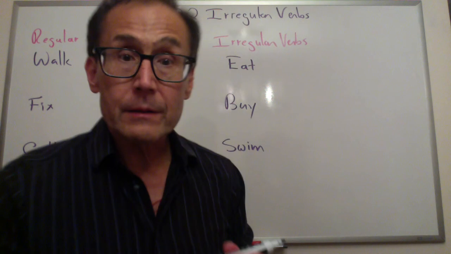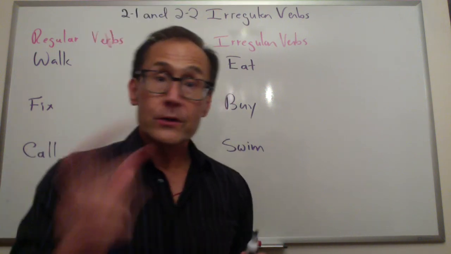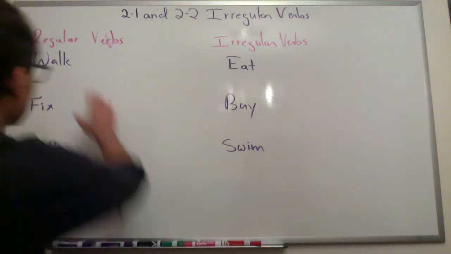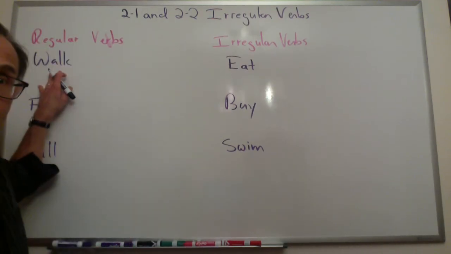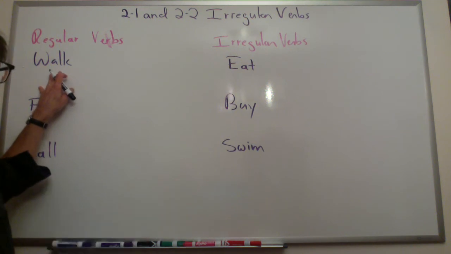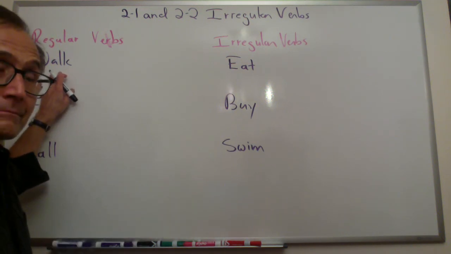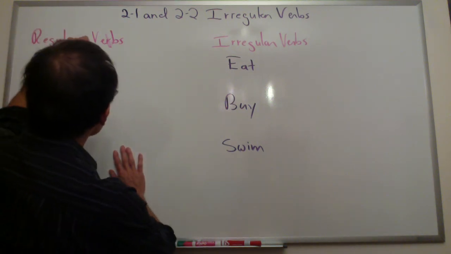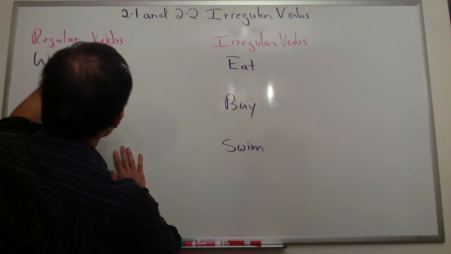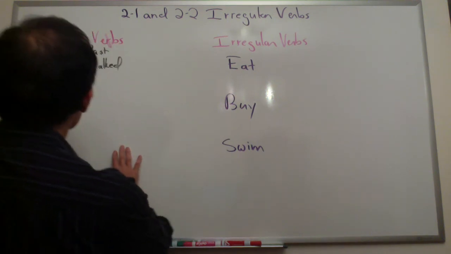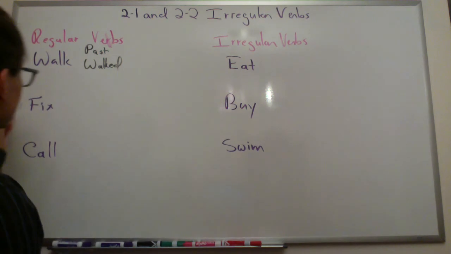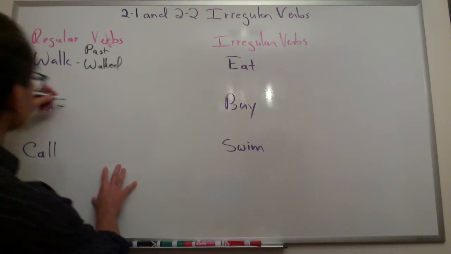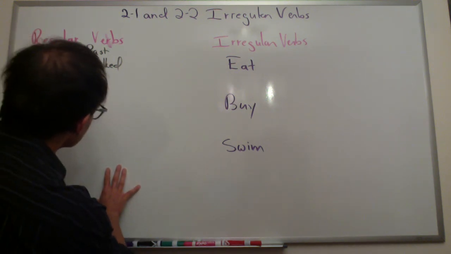The thing that we need to look at is, how do we make the past of these verbs? So let's look at walk. Take a minute, ask yourself, what's the past of walk? Okay, you probably knew that, right? The past of walk, let me write past here, is walked. Very good, okay. What's the past of fix? Take a minute and see if you know. Past of fix is fixed.